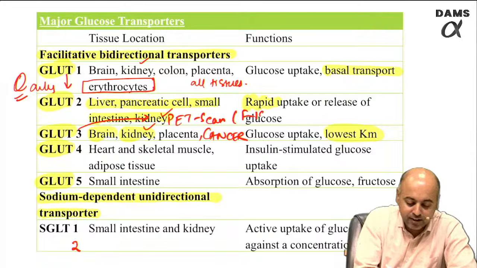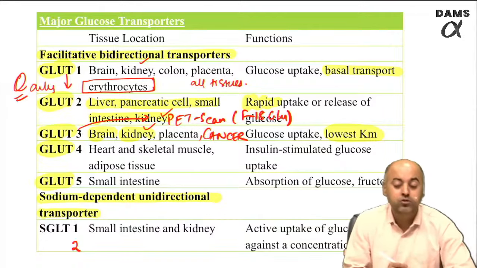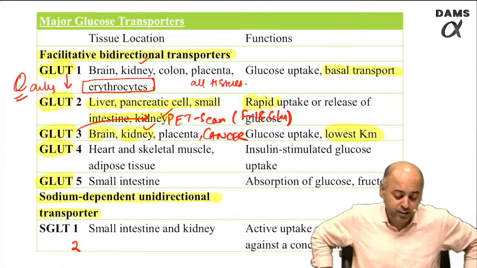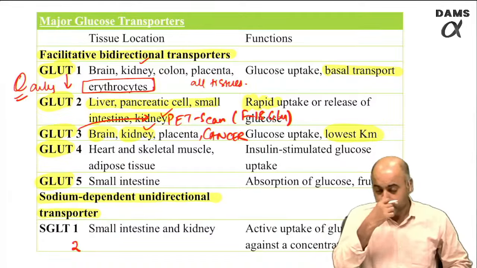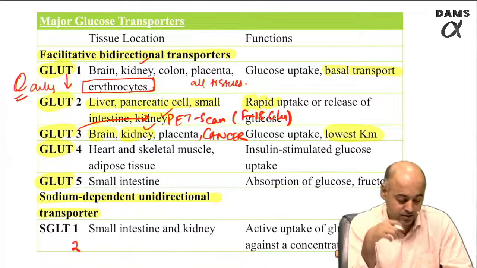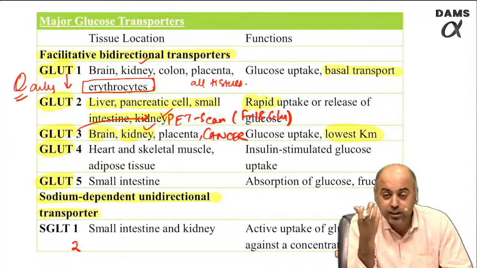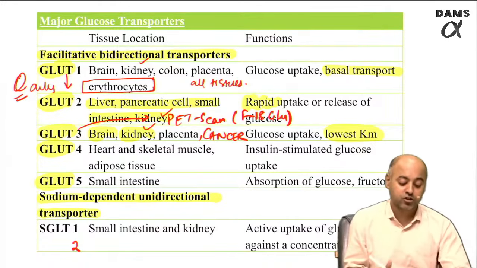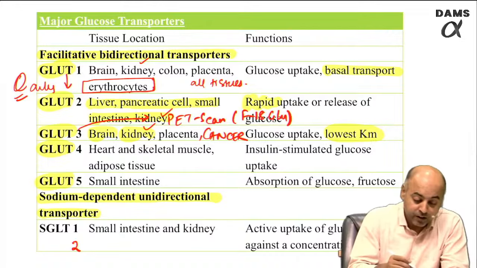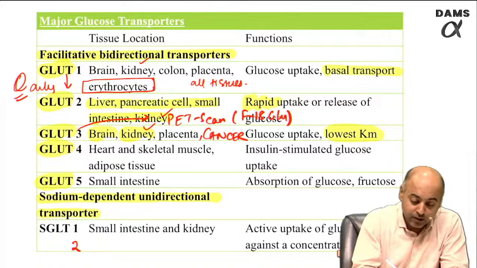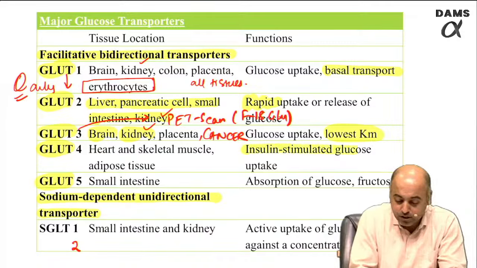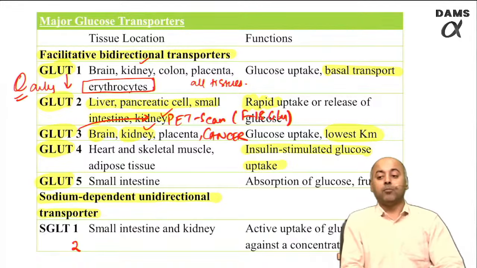The F18 labeled glucose is used, and wherever you find higher or faster uptake of the F18 glucose than normal, those will indicate the cancerous cells. Okay, so GLUT3 highest affinity, therefore it is useful in scenarios where the concentration of glucose in the surrounding tissue is lower. Now coming to GLUT4, the GLUT4 is very important. GLUT4 is responsible for insulin stimulated glucose uptake.